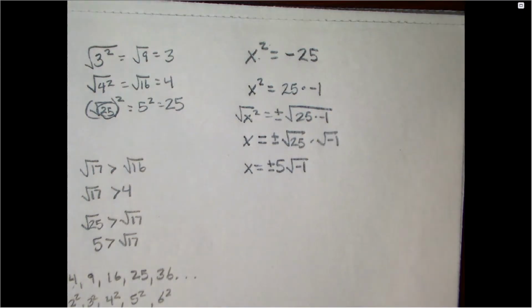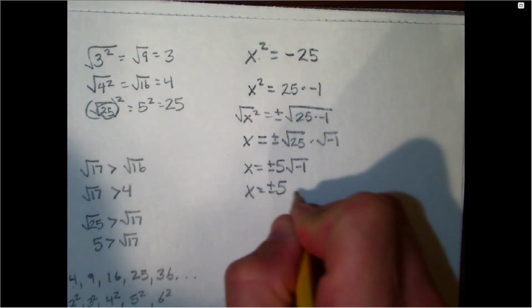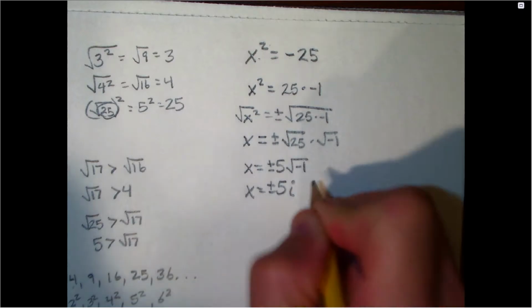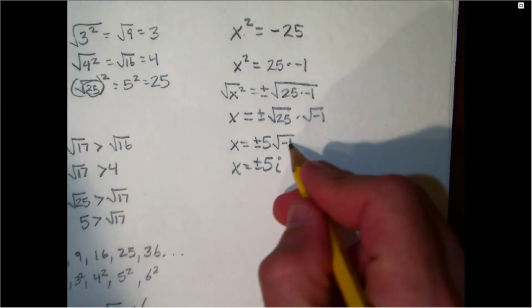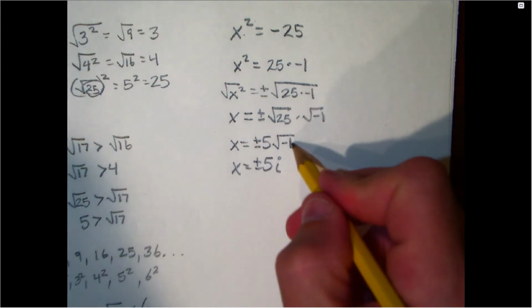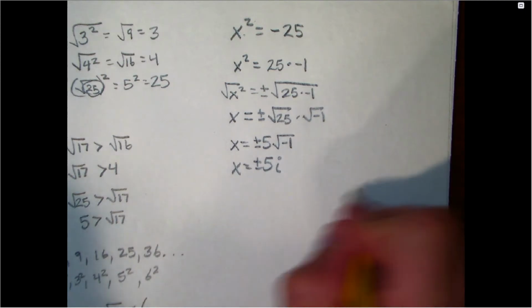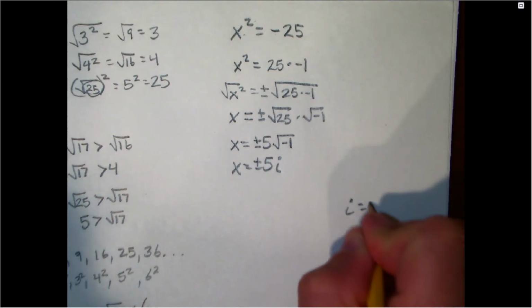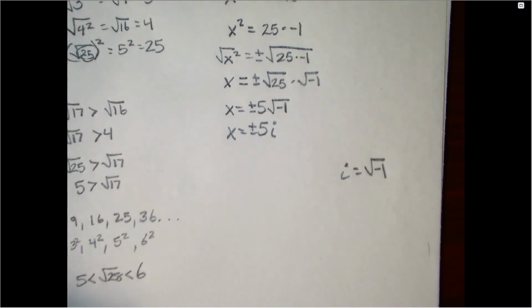And here's what it looks like. It's x equals positive or negative 5i. There's the i that you've been asking about. i is always equal to the square root of negative 1. They're the same thing. It's just an easier way to write the square root of negative 1. So whenever you're looking at i, you have to remember that i is equal to the square root of negative 1. Always.